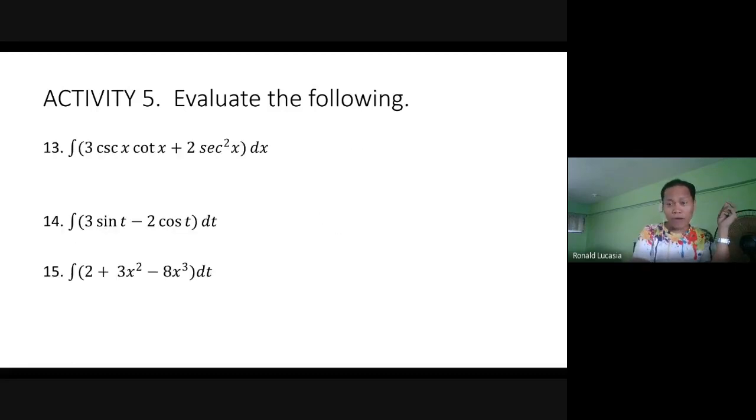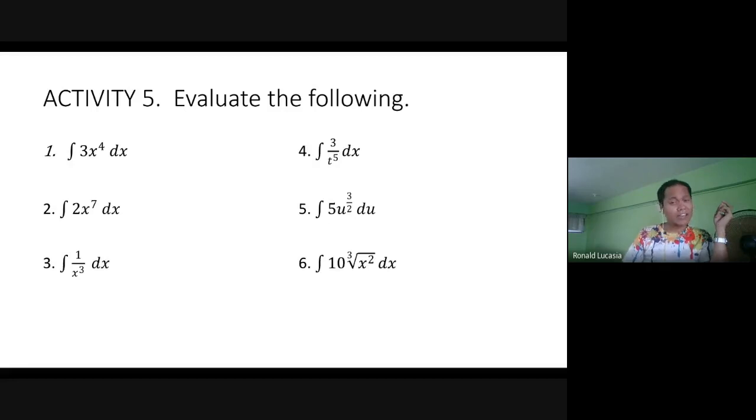Ang pakiusap ko ay huwag kakalimutan ang C, dahil kahit plus C lang yan, talagang mamamali. Sige, you can do the screenshot.